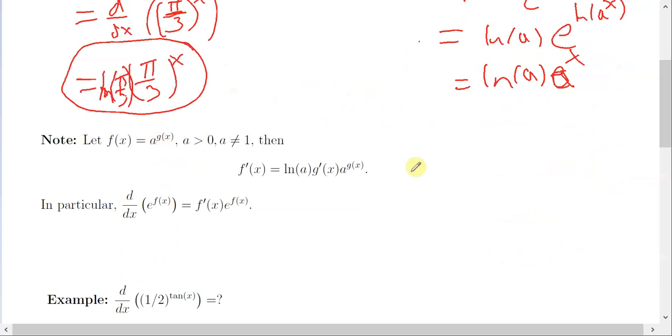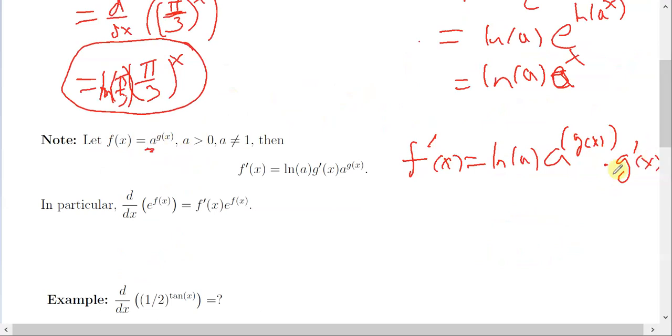If I want to take the derivative of a to the g, so base 2, base whatever, I start on the outside. A to the x is the exponential function, the outside function. And the derivative of a to the x is natural log of a to the blank. But the chain rule then says put the inside function back in and multiply by the derivative of that inside function. And so that's what we've got here. The g prime has just been moved more to the front.